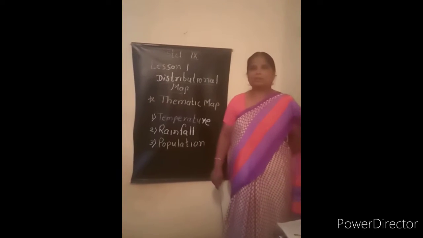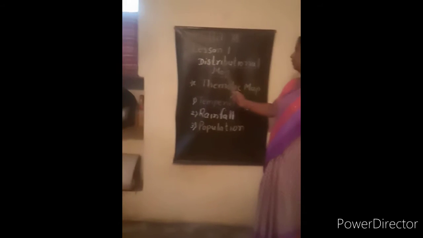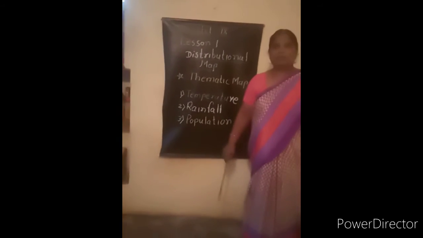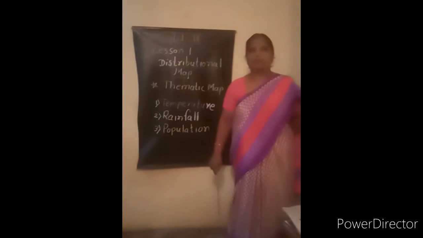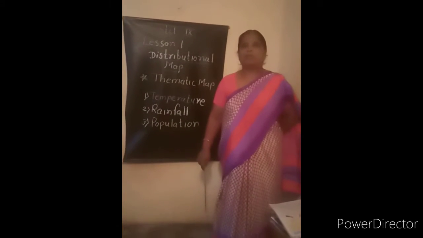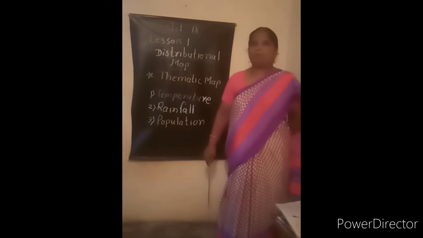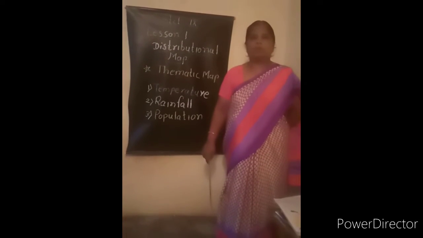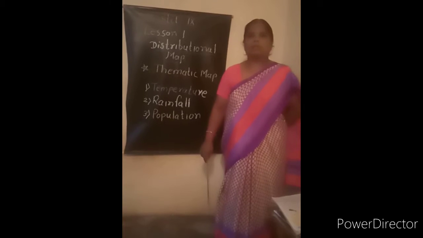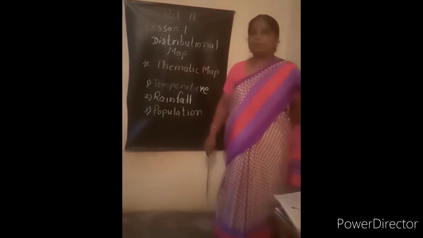Good morning students. Today we are going to learn Geography's first lesson, distributional map. In the earlier classes you have studied district, state as well as country maps in the environmental studies and the geography subject. The main aim of this map is to show a particular location as well as the distribution of variables. And for this purpose some maps are prepared.